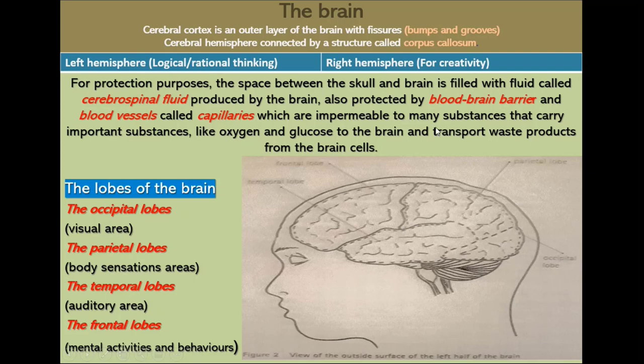What are those many substances? They say that carry important substances. The brain needs important substances like what? Oxygen and glucose. For your brain to be effective, you need oxygen and glucose. That's why when a person shocks you, instantly your brain won't get the oxygen, then you collapse.